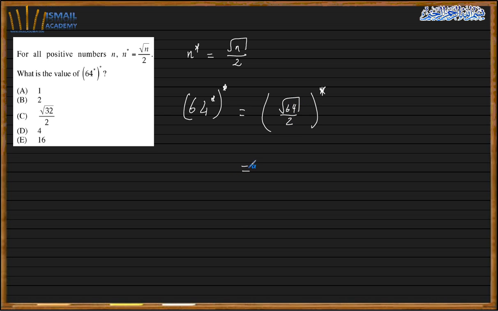So what is square root of 64? I'm not going to pick the negative. There is no negative because I'm dealing with a positive number. So it's going to be 8 over 2 star, which is 4 star. And 4 star is what? It is square root of 4 over 2, which is 2 over 2. And this is 1. So the answer is A.